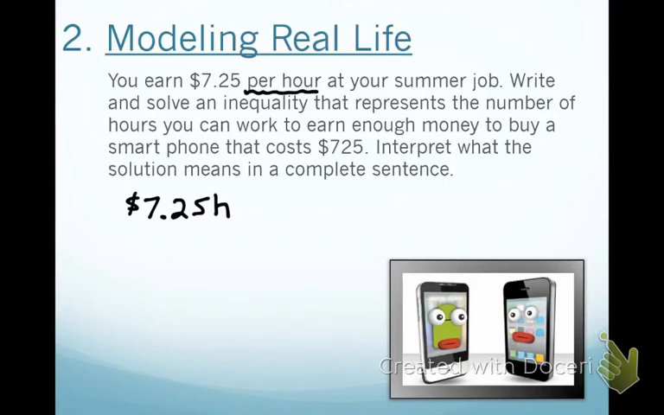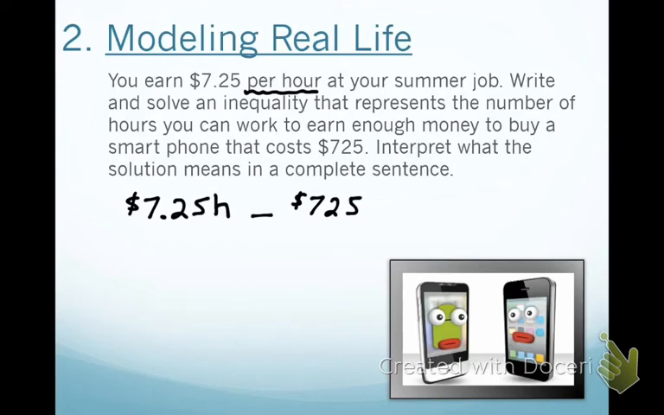Then it says write and solve an inequality. Remember, with an inequality, that means a greater than or less than sign needs to be there. Write an inequality that represents the number of hours that you can work to earn enough money to buy a smartphone that costs how much money? All right, so we know the end price is going to be $725. Now we have to figure out which inequality symbol is going to go right here. Would I be allowed to earn exactly $725? Yes, that would be a good thing. So I could write my equal sign. I'm just going to put that bottom line because that shows me I can equal it.